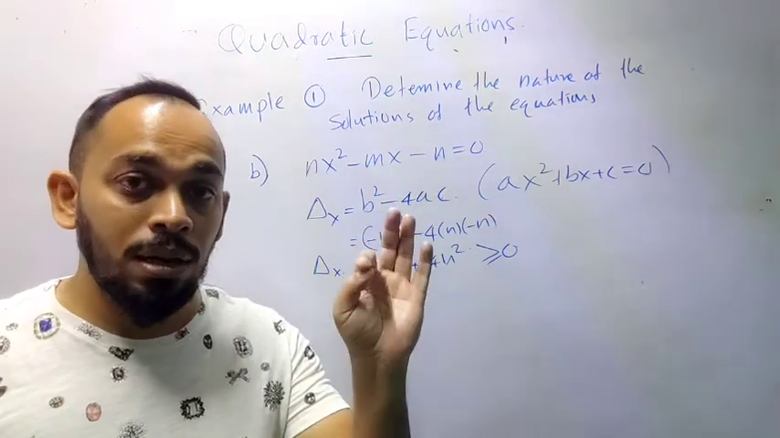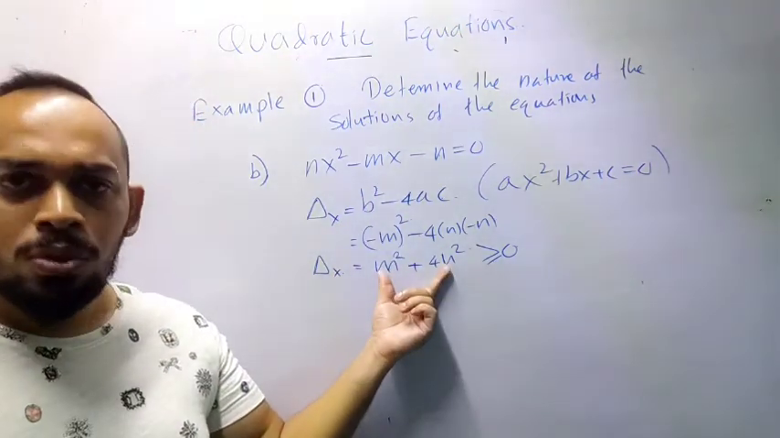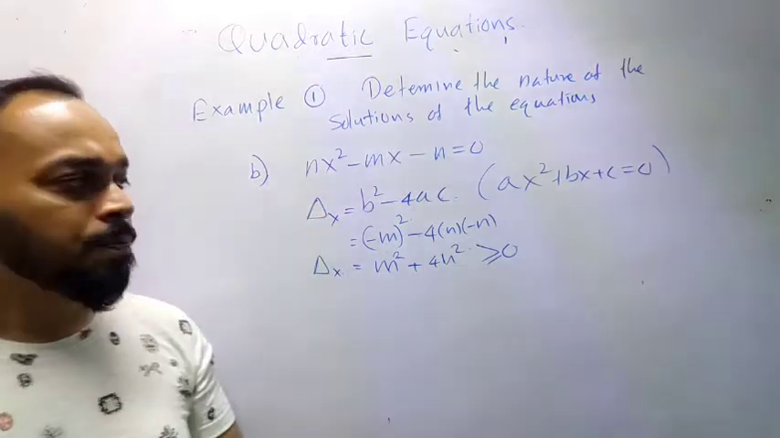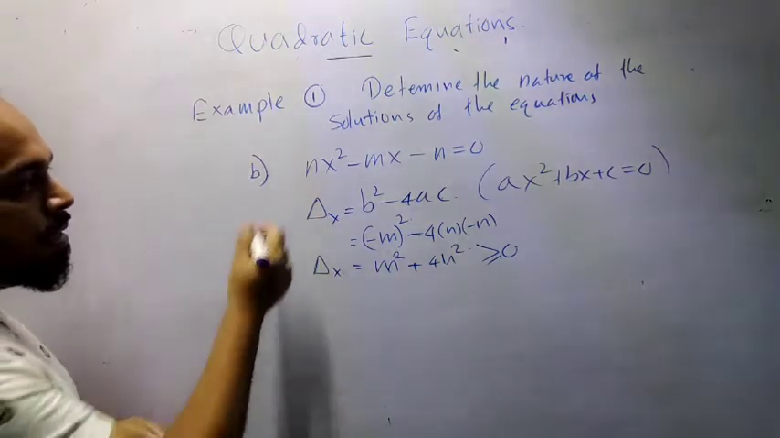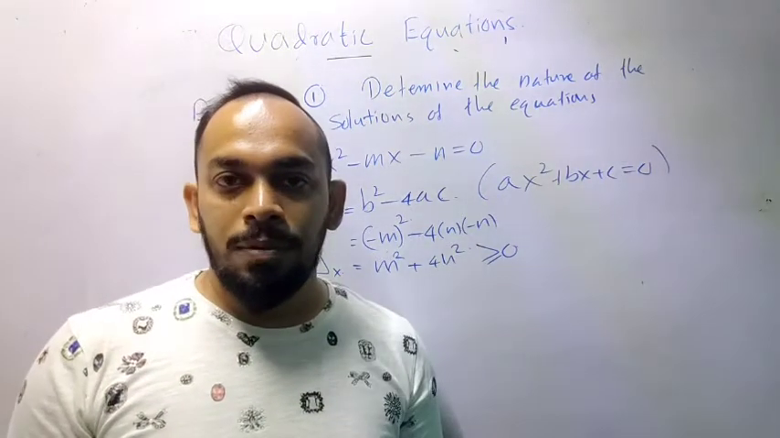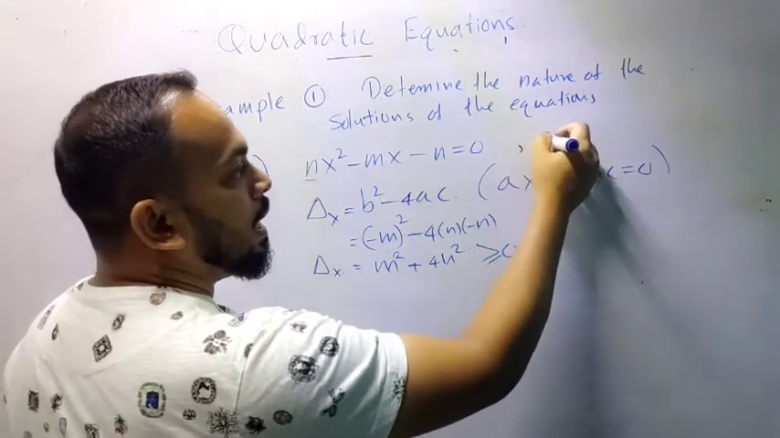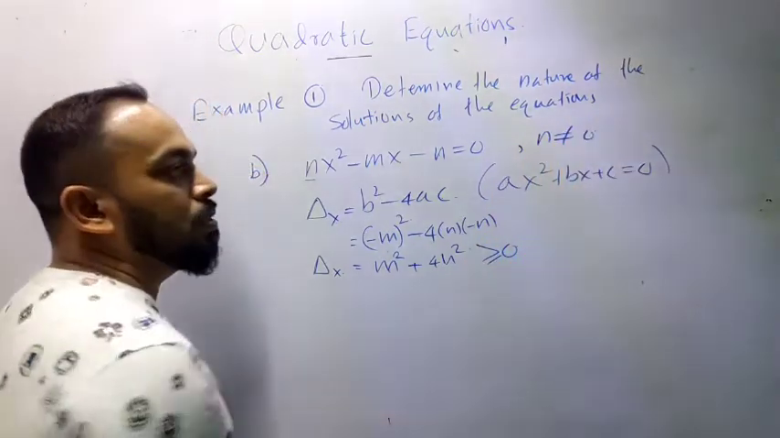If both m and n are 0, this could be 0. But here's the thing. You can see n here. If it is a quadratic equation, you should know that n cannot be equal to 0.